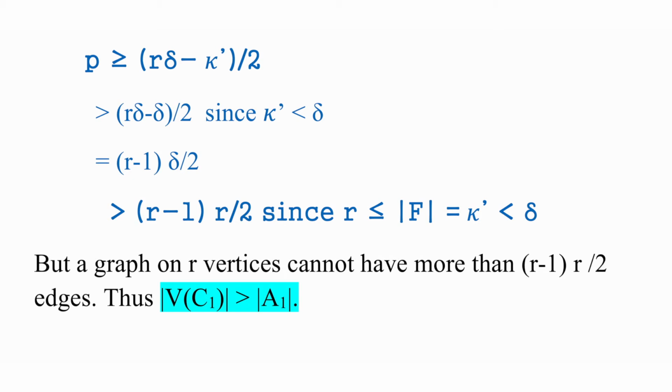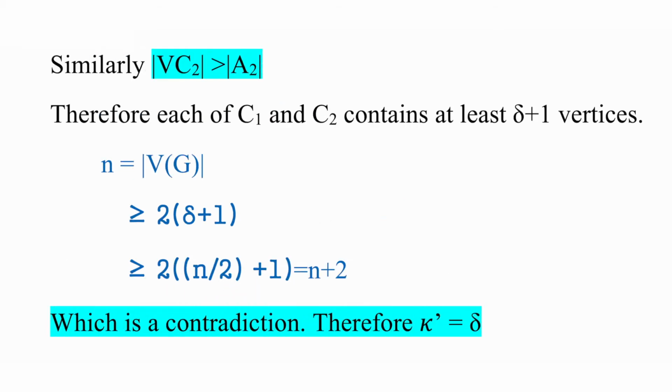Thus, |V(C1)| > |A1|. Similarly, we can prove that |V(C2)| > |A2|. Therefore, each of C1 and C2 contains at least δ + 1 vertices. That is, n = |V(G)| ≥ 2(δ + 1) ≥ 2(n/2 + 1) = n + 2. That is a contradiction. Therefore, κ' = δ.